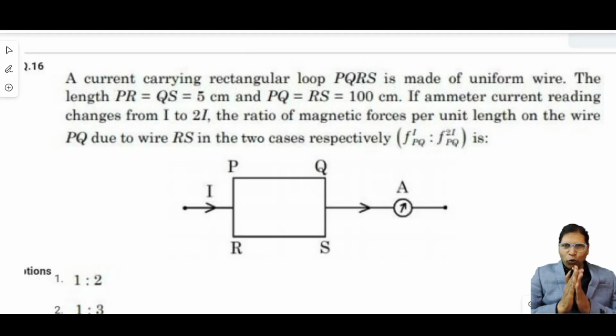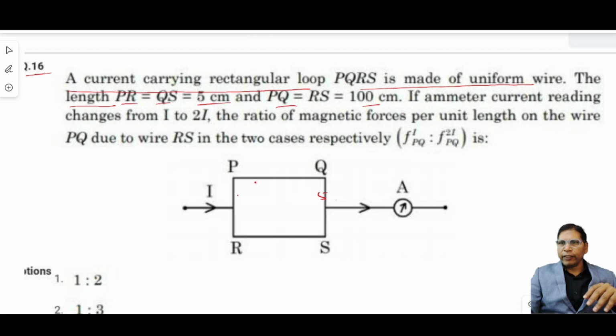Now question number 16. A current carrying rectangular loop PQRS is made of uniform wire. The lengths PR and QS are equal to 5 centimeter. And this length is 100 centimeter, and this length and this length are 100 centimeter.